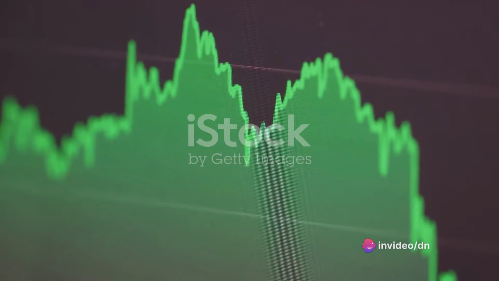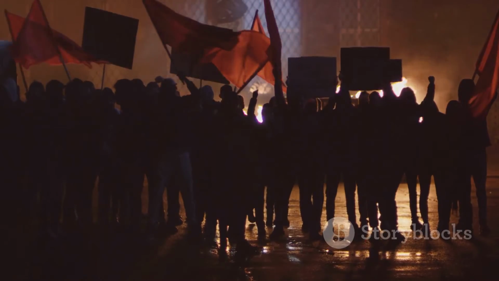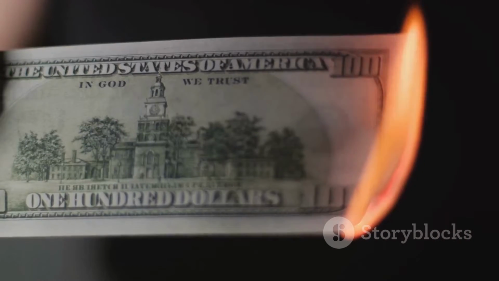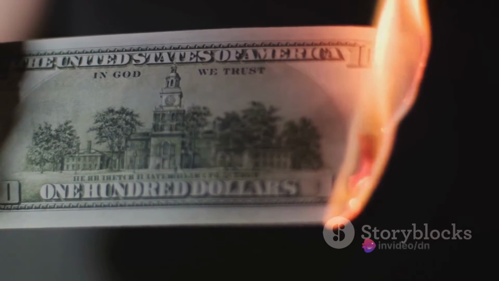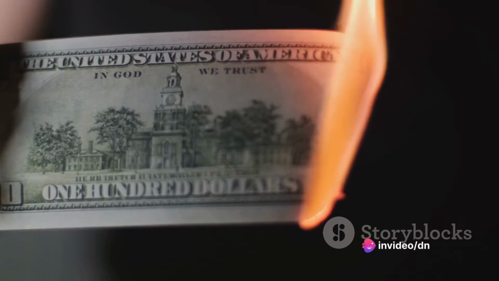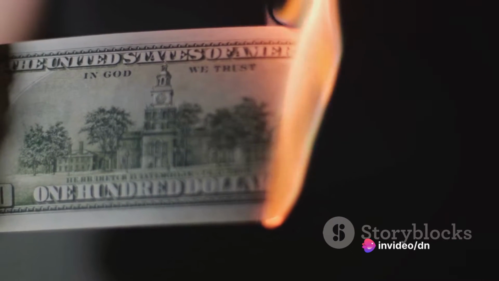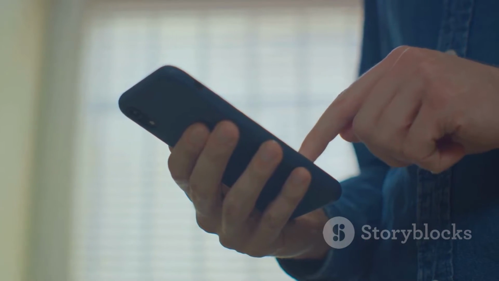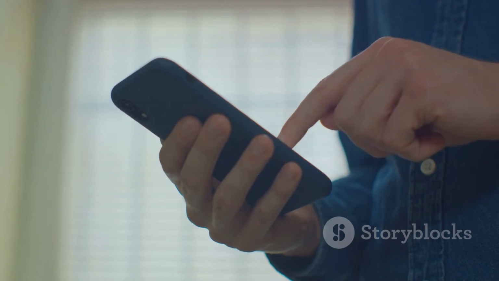gold standard. But, as with all great inventions, it wasn't without its critics. Some argued it gave governments too much power, while others worried about inflation. Despite these concerns, fiat currency thrived and became the norm worldwide. Fiat currency marked a new chapter, but the digital age was about to rewrite the whole book.